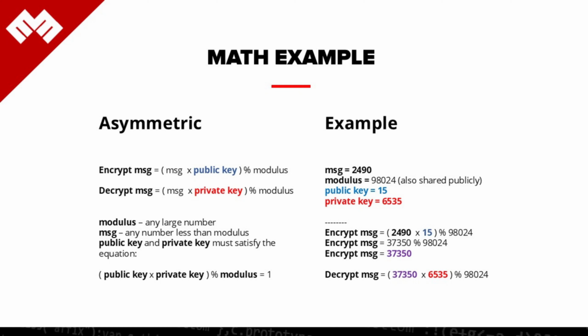To decrypt the message, we use the same formula, but this time we use our private key instead of our public key. The encrypted message of 37,350 multiplied by the private key of 6,535 is 244,082,250. The remainder of 244,082,250 divided by 98,024 is 2,490. As you can see, the 2,490 is our original message. And this is a basic example of encrypting and decrypting with asymmetric encryption.